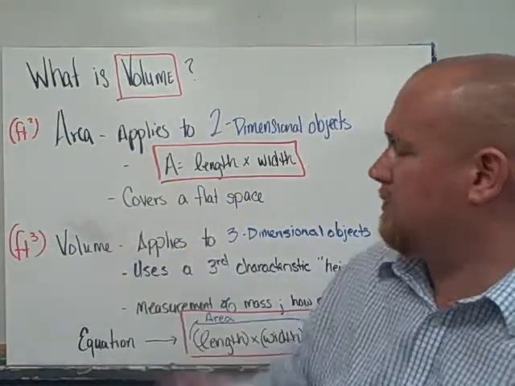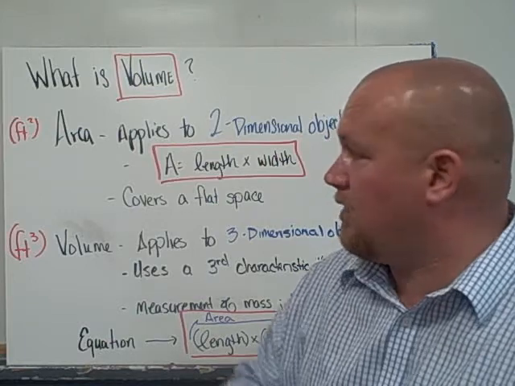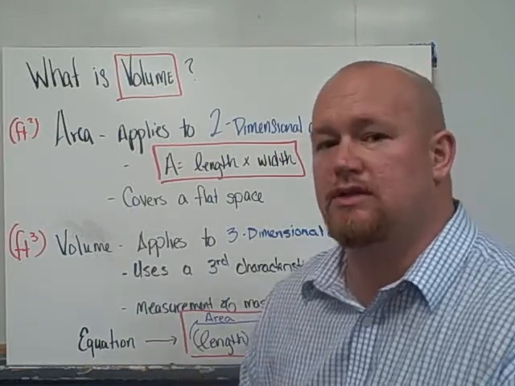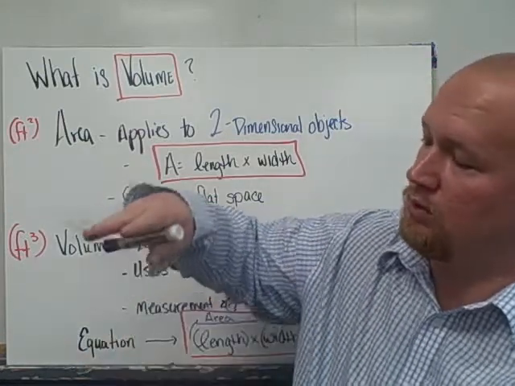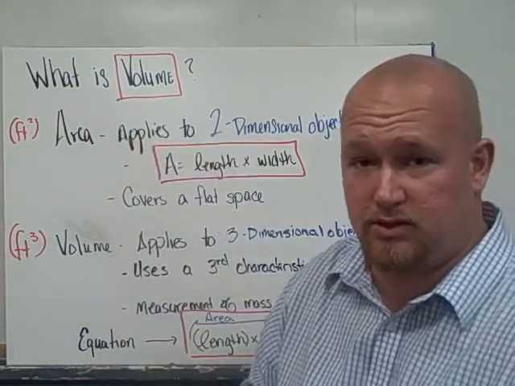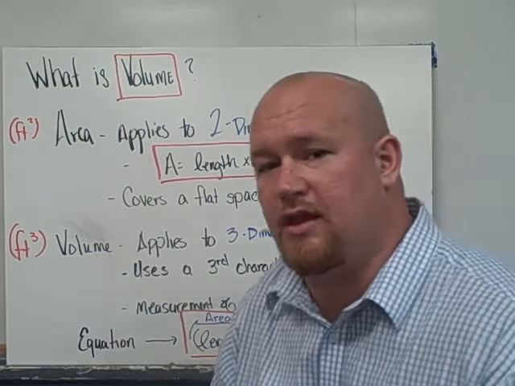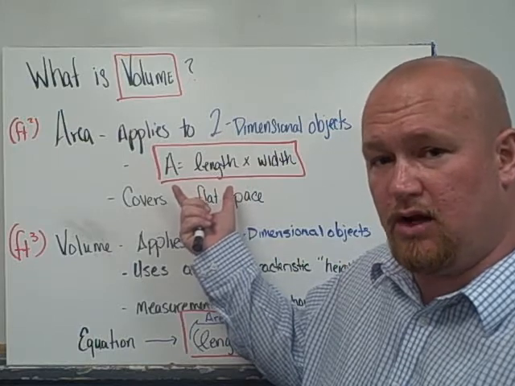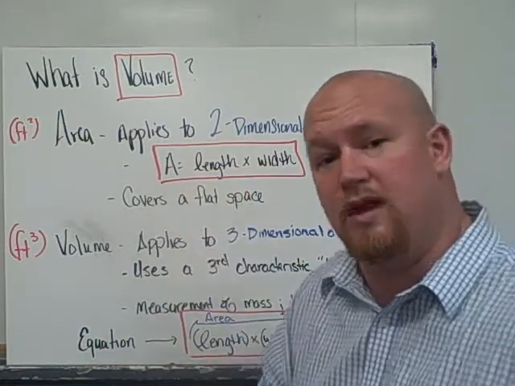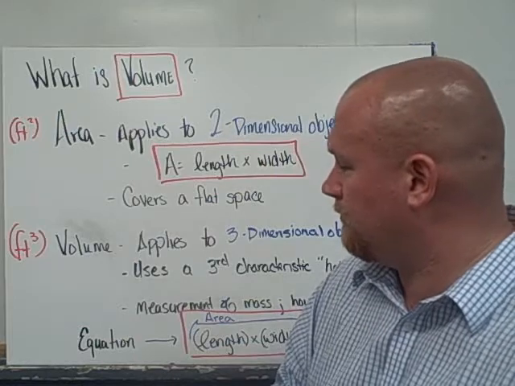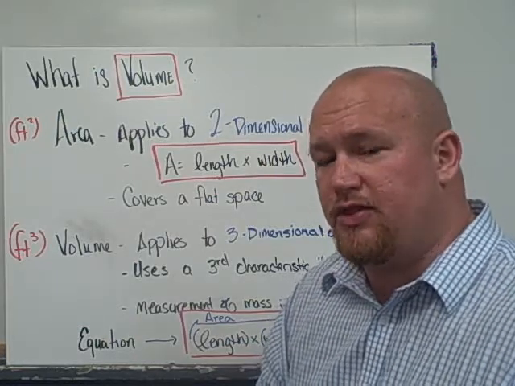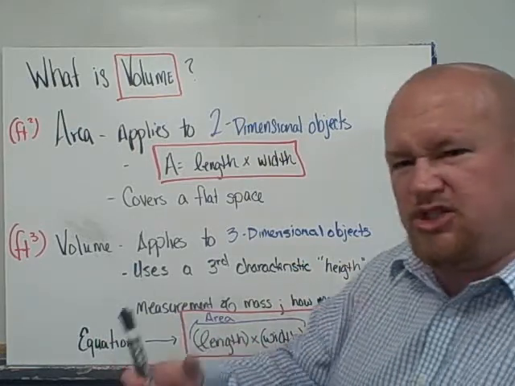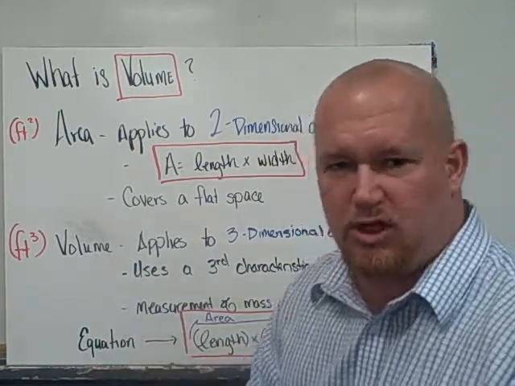Volume applies to three-dimensional surfaces. It really kind of builds off the idea that a three-dimensional surface is made up of several two-dimensional surfaces. You'll find that the formula for volume builds off of the formula for finding area, which we know is length times width. You started doing that back in 3rd grade. Volume uses the third characteristic, height. And it's a measurement of how much stuff is inside a three-dimensional object.